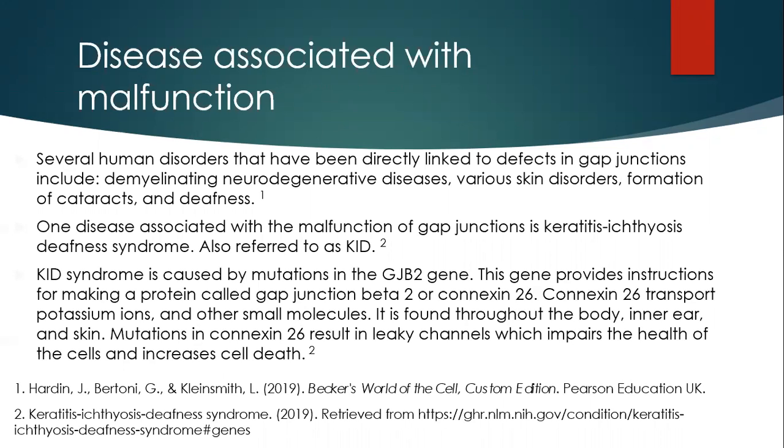So KID syndrome is caused by a mutation in the gap junction beta 2 gene, and this gene provides instructions for making the gap junction beta 2 protein, also known as connexin 26. And this protein transports potassium ions as well as other small molecules. It's found throughout the body, in the inner ear and skin. And the mutations cause leaky channels, which can impair the health of the cells and increase cell death. Characteristics of KID syndrome are eye problems, skin abnormalities, and hearing loss.